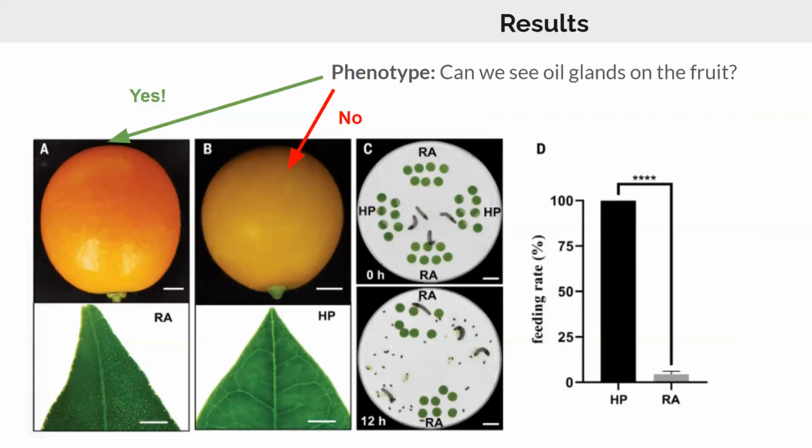The leaves in image C show the importance of oil glands as a defense mechanism. It can be seen that the RA leaves are still whole after 12 hours, while the HP leaves have been eaten by worms. The difference between the phenotypes of these two fruits is what lets the researchers figure out which genes are related to oil gland production.